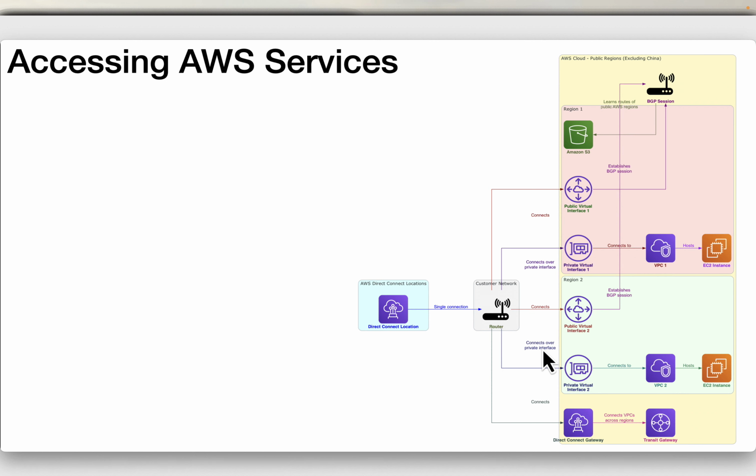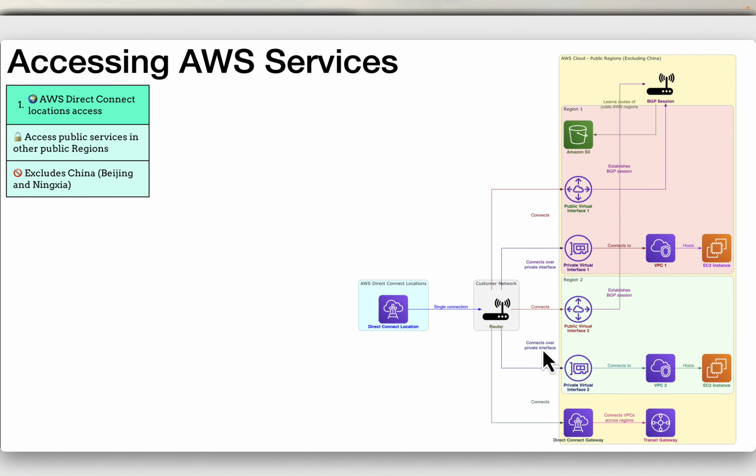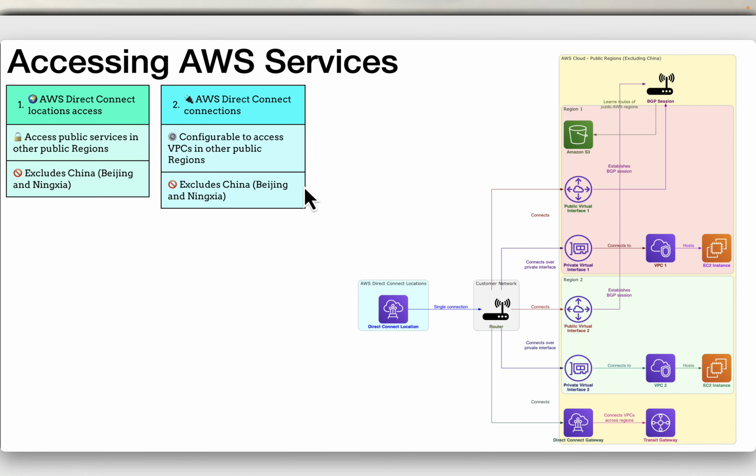Okay, now some notes on accessing AWS services. AWS Direct Connect locations in public regions or AWS GovCloud US can access public services in any other public region. So if you have Direct Connect configured in one of the regions, you can access all other public regions. So US East 1 can access, let's say, AP Southeast 1 or anywhere like Europe, EU West 1. It can directly access all other regions.